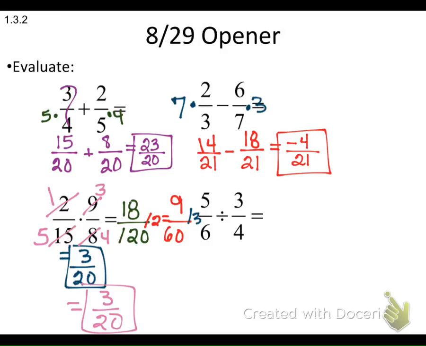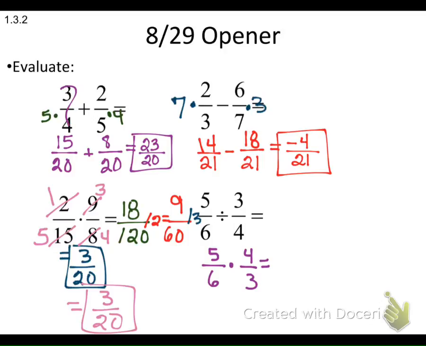Now our division. Remember our acronym, KFC. Kentucky Fried Chicken, or keep. Not fried chicken. Keep. What's the F stand for? Flip. And change. Okay? So we're going to keep our first fraction the same. I'm going to flip our second fraction. And then I'm going to change the division sign to a what? Multiplication. All right?